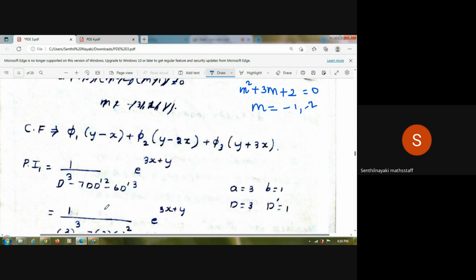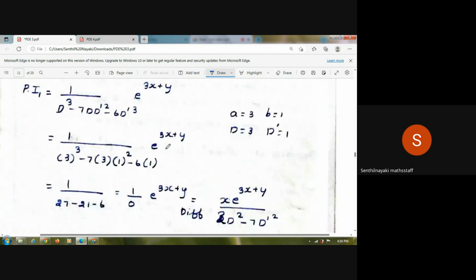So 1 by (D cube minus 7DD dash square minus 6D dash cube) into e power (3x plus y). Replace D square by minus a square, DD dash by minus ab, D dash square by minus b square. So here a value is the coefficient of x, that is 3. b value is the coefficient of y, that is 1. Next we have to find out the value. Oh, this is the exponential case. Sorry, I have said the solution procedure for the trigonometric term, but this is the exponential case.